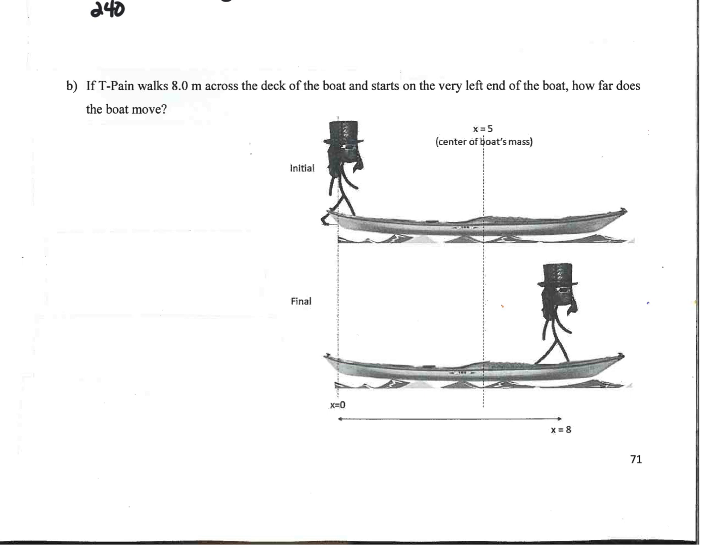So how do we figure this out? Well, the X center of mass is going to be equal to what? The mass of T-Pain times the position of T-Pain, plus the mass of the boat times the position of the boat, divided by the mass of T-Pain and the mass of the boat. So let's see, the mass of T-Pain was what? 80 times his position, which is at 0. If we call this our 0 position, that goes away.